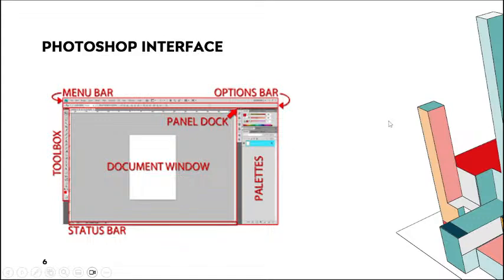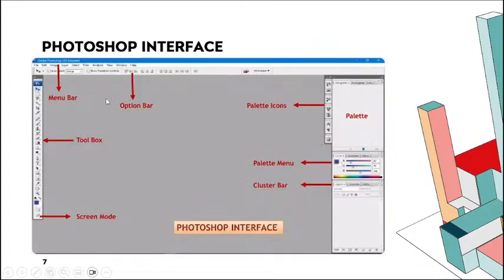We will go to the newer one. This is the old look interface. Now when we come to the CS interface, we have already discussed the menu bar, then the options bar. Now the move tool has been selected, so all the options related to the move tool appear in the options bar. This is the toolbox as we explained, and the palettes in the docking section.